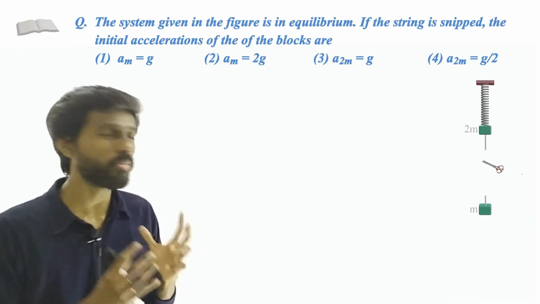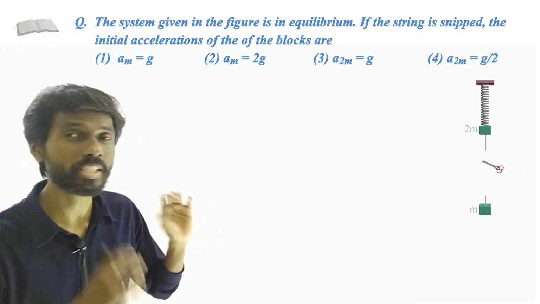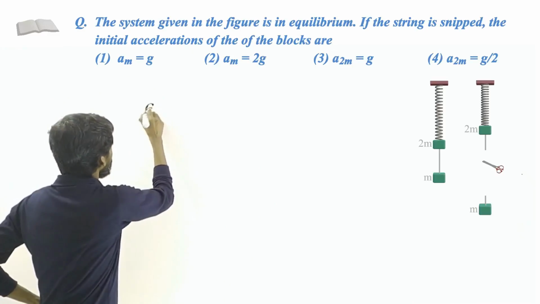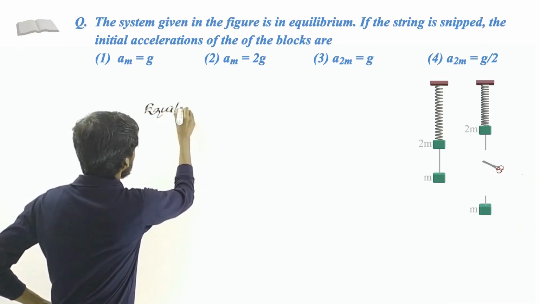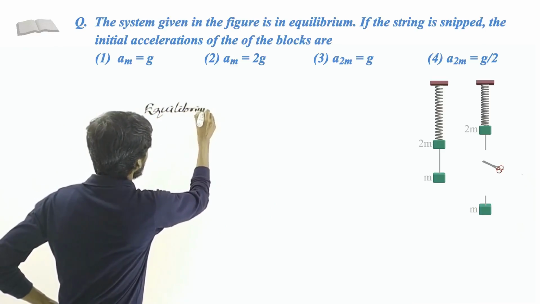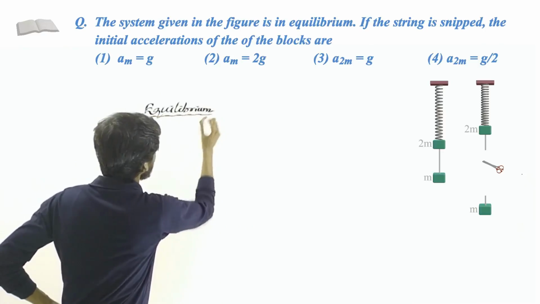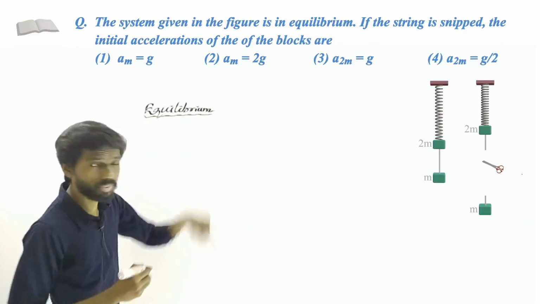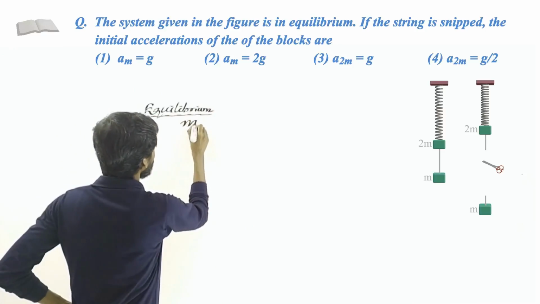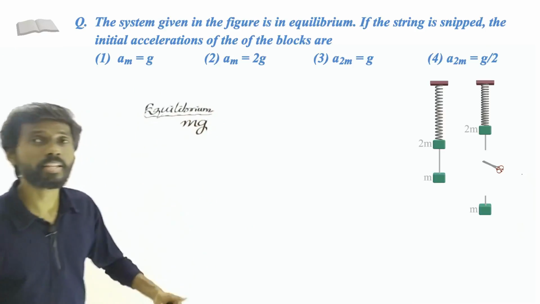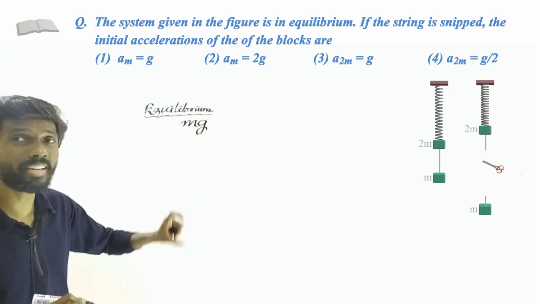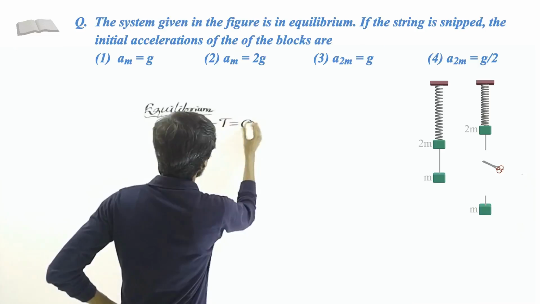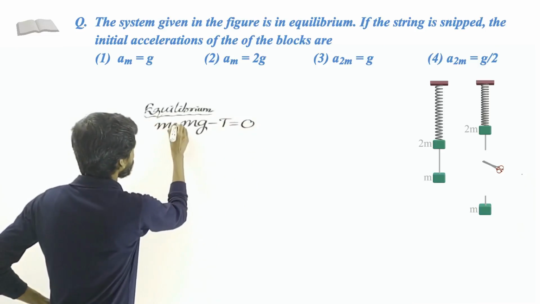What are the forces acting on these blocks initially when the system is in equilibrium? For the lower block of mass m, the force is mg in the downward direction, and then the upward force is the tension due to the string. So mg minus T equals 0. This is for the block m.